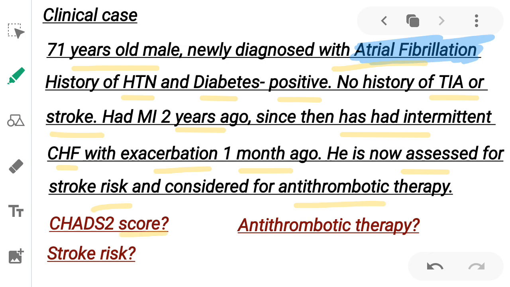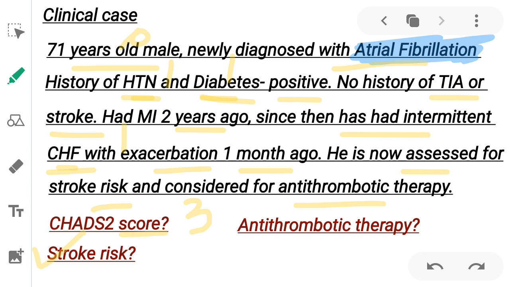Let's calculate it first. Age is less than 75, so 0. Newly diagnosed with atrial fibrillation, history of hypertension and diabetes is positive. Each factor given a score of 1. No history of transient ischemic attack or stroke. Had MI 2 years ago. Since then had intermittent congestive heart failure. Congestive heart failure, a score of 1. So hypertension, diabetes and congestive heart failure, a total score of 3.